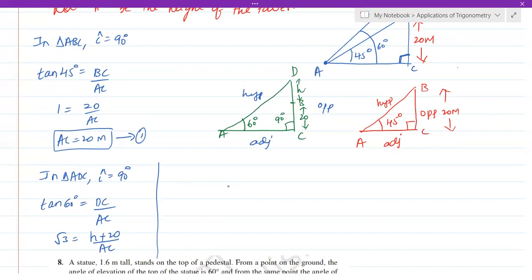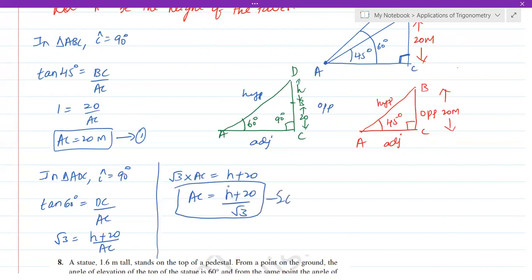In certain problems, you might get confused. So in both the triangles, AC is the common side, right? In the first triangle, I have found AC. Again, in the second triangle, let me find AC. So root 3 into AC is root 3 AC, which is equal to H plus 20. Therefore, AC is equal to H plus 20 divided by root 3. So this will be your equation 2.